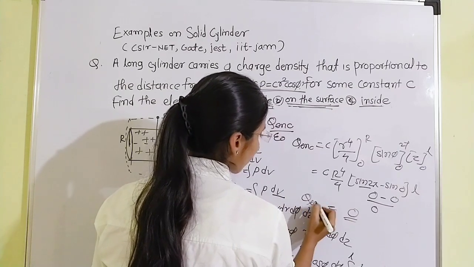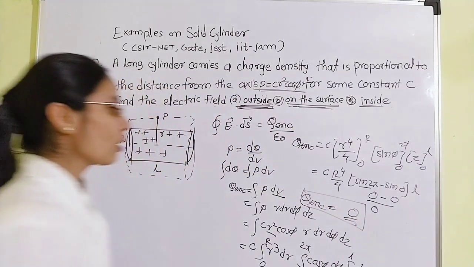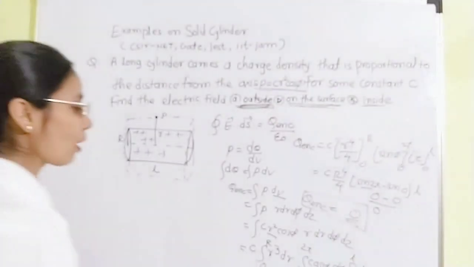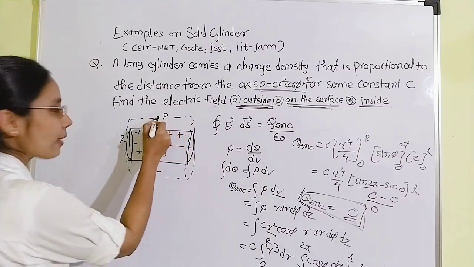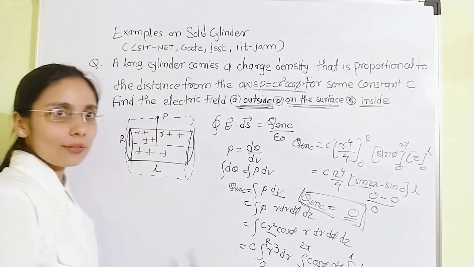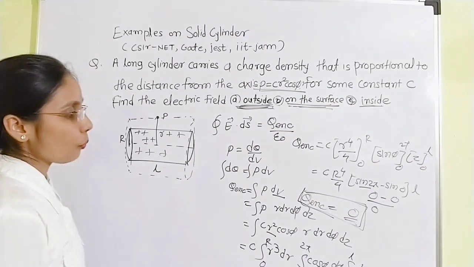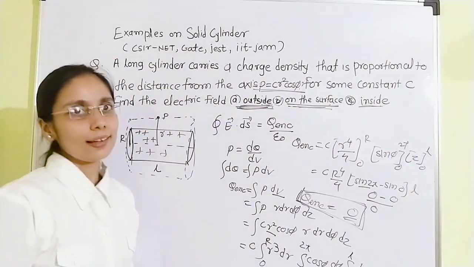So here charge is 0. So Q enclosed is 0. So here charge is 0. That's why the electric field inside is 0. The electric field outside is 0 and the electric field on the surface is 0. Because here there is no charge, so there is no electric field.